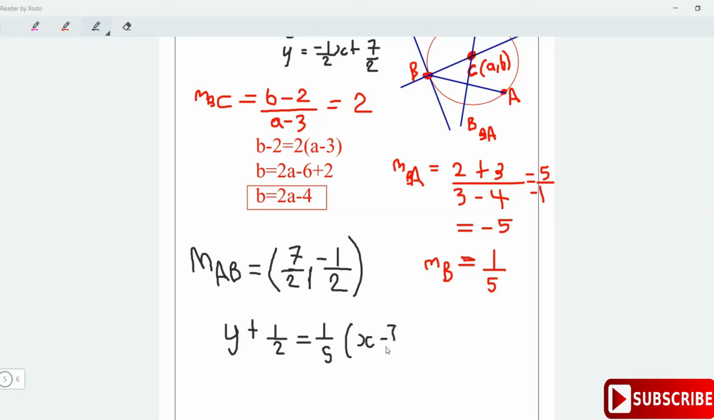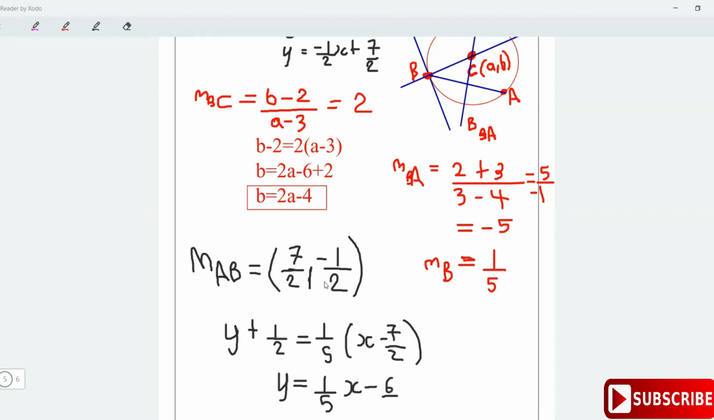Now all we need to do is simplify this. Make y the subject, we're going to get y is equal to 1 over 5x, and then simplify this. I really don't like so many fractions. 1 over 5 times minus 7 over 2, then we subtract a half, so I get minus 6 over 5. So this works out to be minus 6 over 5.